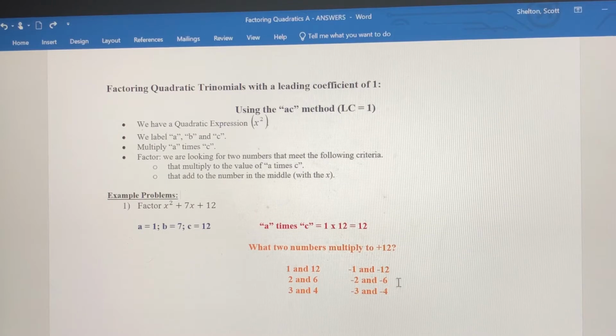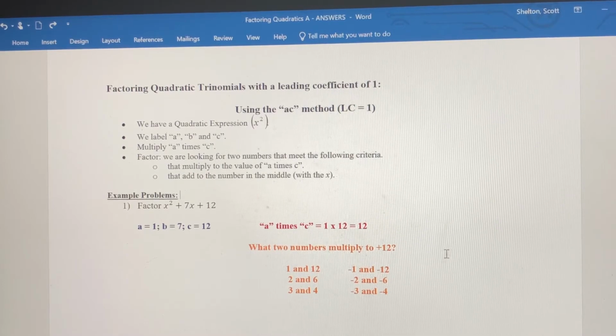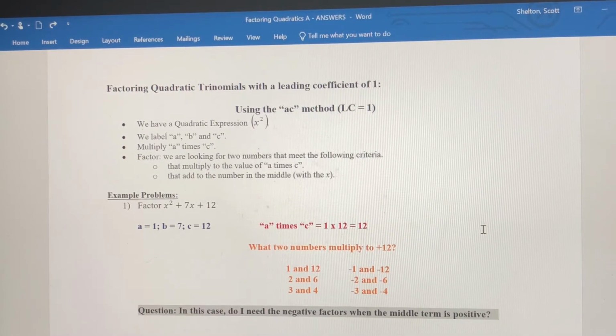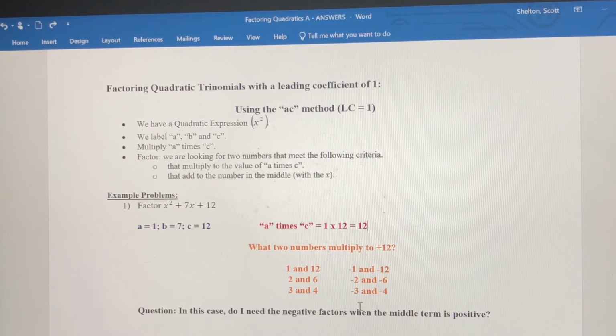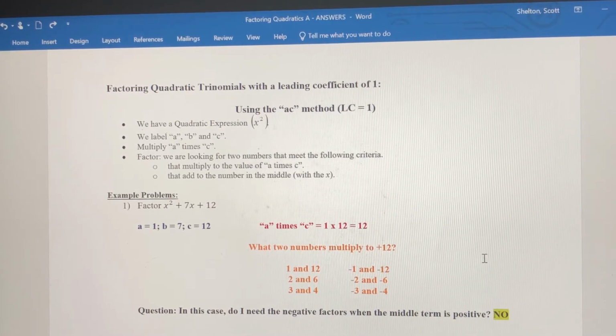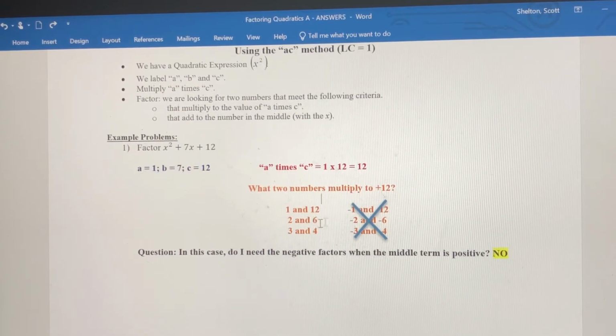So what we want to do next is figure out which of these pairs of factors multiply to be 12, but also add to be my middle term, which in this case is 7. So we want to look at which of these pairs are going to combine to be 7. I got a question for you. Do we even care about these 3 pairs? If I add 2 negative numbers, I'm going to get a negative number, and I need B here to be positive 7. So the answer is no. I'm going to eliminate these negative values, and only look at these 3 pairs.